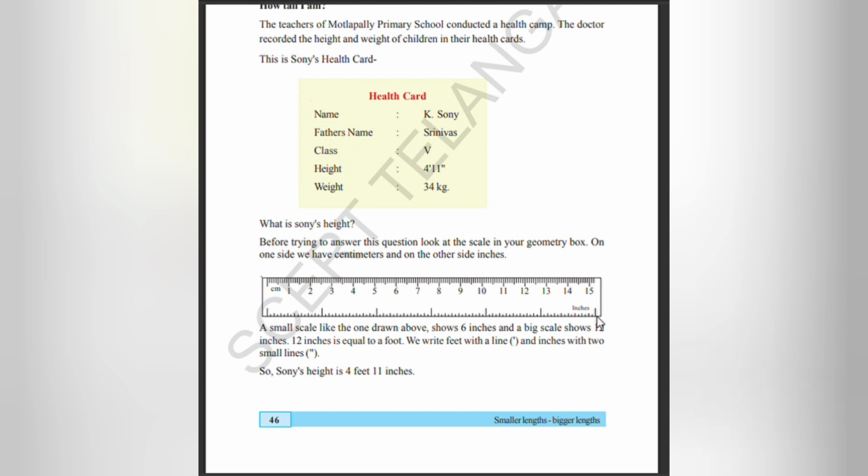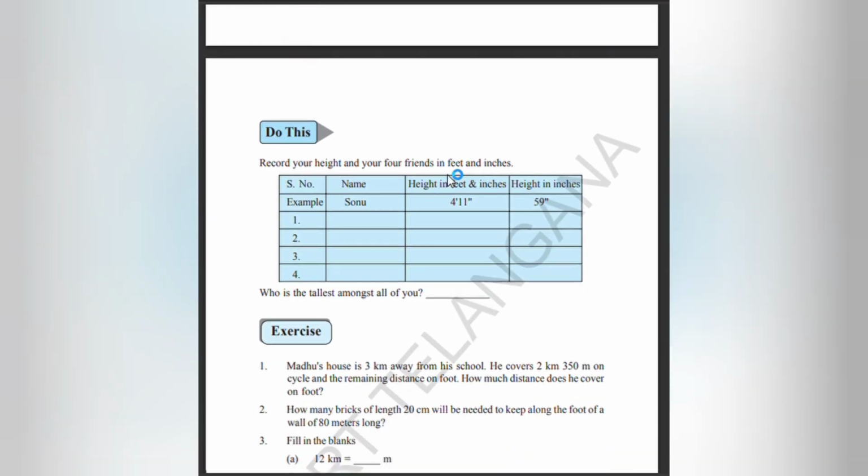Here are the inches. See here, 1, 2, 3, 4, 5, 6. So this is 6 inches. Here it is the centimeter. Below it is given 6 inches. And a big scale, what does it show? It shows 12 inches. We write feet with a single line, so this is 4 feet. And inches are written like this. Here only 6 are shown, but here it is 11 inches.